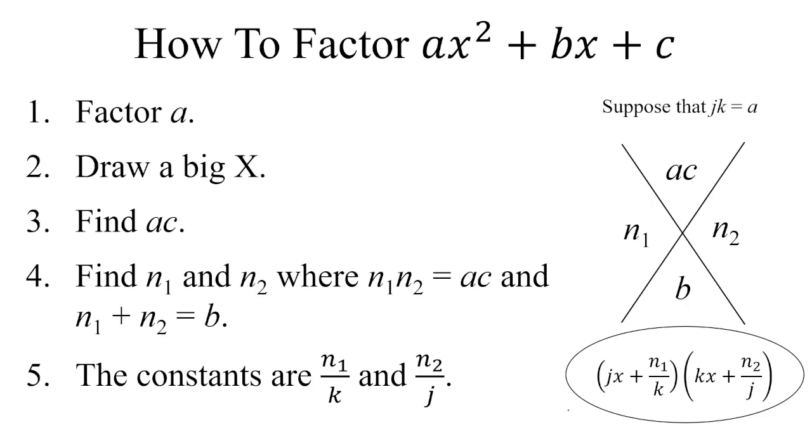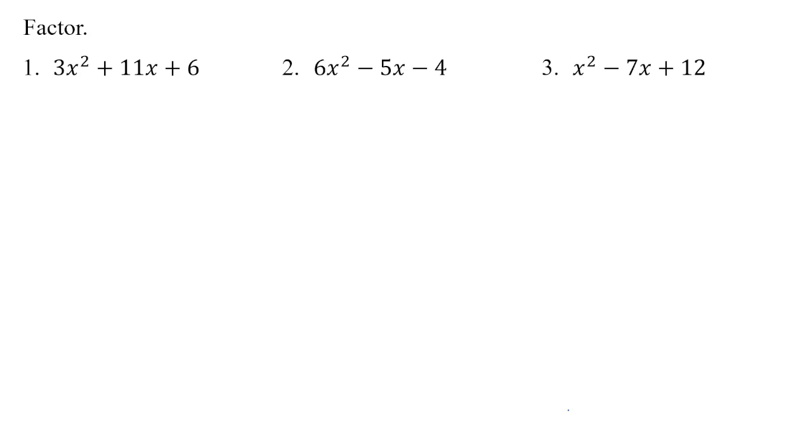So let's look at some examples. Let's say you are factoring 3x squared plus 11x plus 6. All right, the first thing you're going to do is factor 3x squared. That's 3x times x. Next, you're going to draw your big X. On the top portion is 3 times 6, which is 18. And on the bottom portion, it is 11.